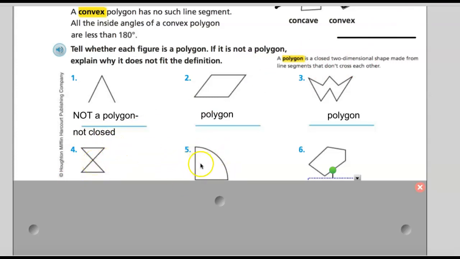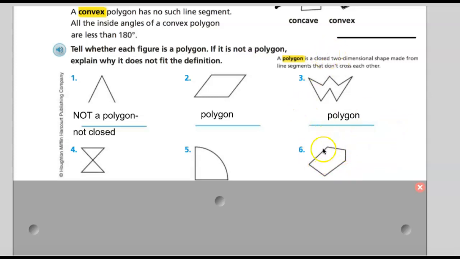How about that one? Is it closed? Yes. Is it made from line segments? Well, that's a line. That's a line. Nope. No curves allowed. So that one is not a polygon. Can't have curves. How about this one? Is that one a polygon? Sorry, I have to get rid of that.